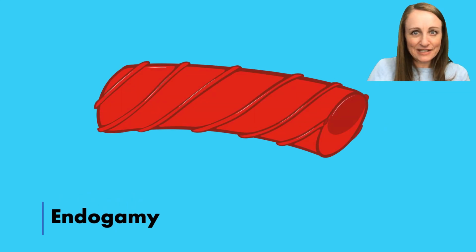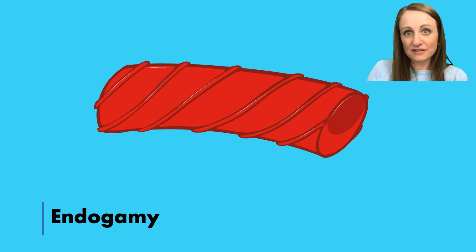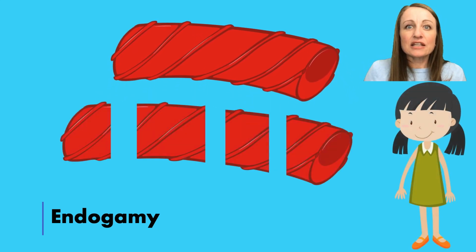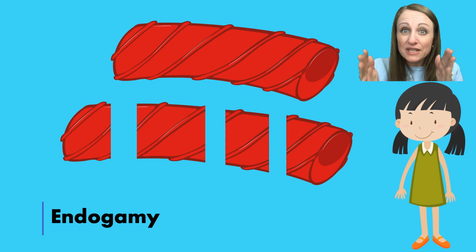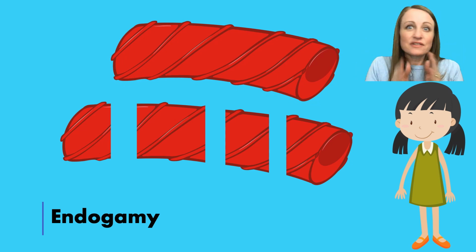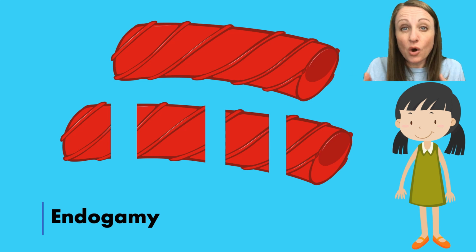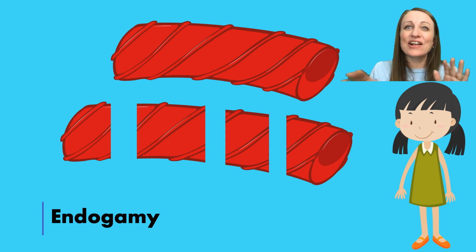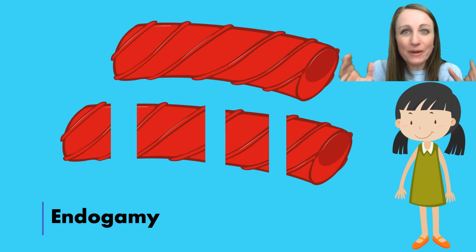What exactly is endogamy? Well, I like to think of it like this piece of licorice. If you were to offer a child a piece of licorice, and you were to offer them one long big piece or lots of little small pieces, but it was the same total amount, which one would the child choose? The big one, right? Every single time. Children want the bigger piece.